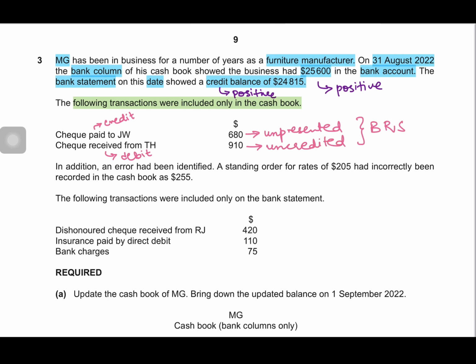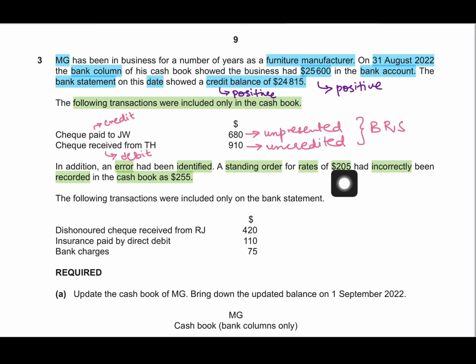Further, we are also told that in addition an error had been identified. A standing order for rates 205 had incorrectly been recorded in the cash book as 255. Okay. Now is the error in the bank statement or in the cash book? It is in the cash book, right? It says that the amount was 205, however it has been recorded as 255. And a standing order is a payment being recorded on the credit side, so we have credited 50 more in the cash book, however the amount was just 205.